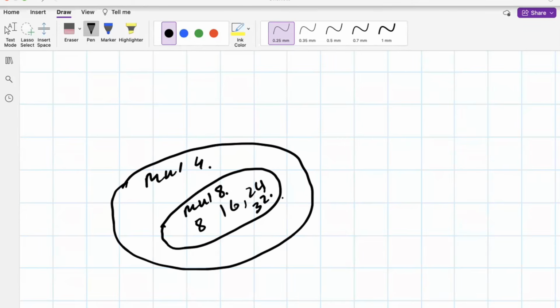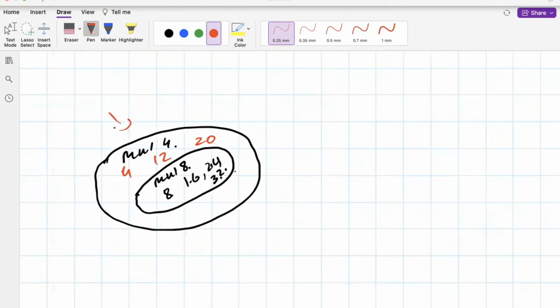And do you agree that all multiples of 8 are the multiples of 4? Like all these numbers, 8, 16, 24, 32, are also divisible by 4, right? But not all multiples of 4 are the multiples of 8. So this is the difference. For example, 4 is not a multiple of 8, 12 is not a multiple of 8, 20 is not a multiple of 8, right? And so on and so forth. So this is the relationship of those two.